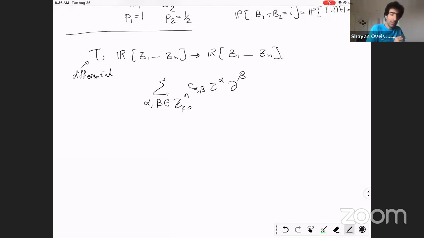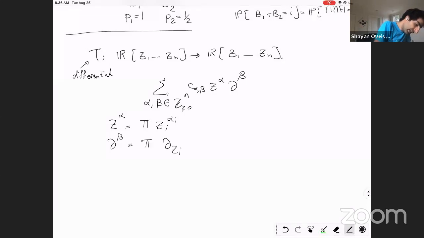So what does this mean? I said in the last lecture, whenever I write z to the alpha, I talked about z to the s for a set s, but for a vector, when I write z to the alpha, I really mean the product of zi to the alpha. Alpha and betas are just non-negative integers here. What about partial to the beta? Here I mean the product of partial zi to the beta i, so you differentiate zi beta i many times. And c of alpha comma beta is just the coefficient of this term.